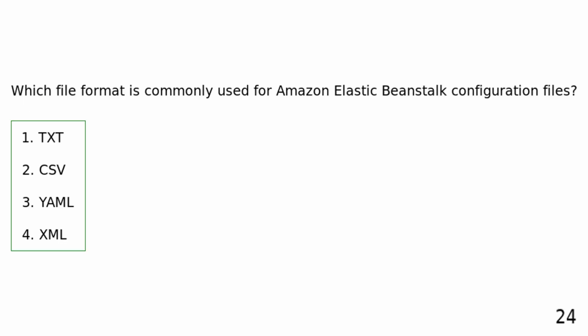Which file format is commonly used for Amazon Elastic Beanstalk configuration files? TXT, CSV, YAML, XML. YAML is a commonly used file format for configuration files in Elastic Beanstalk.